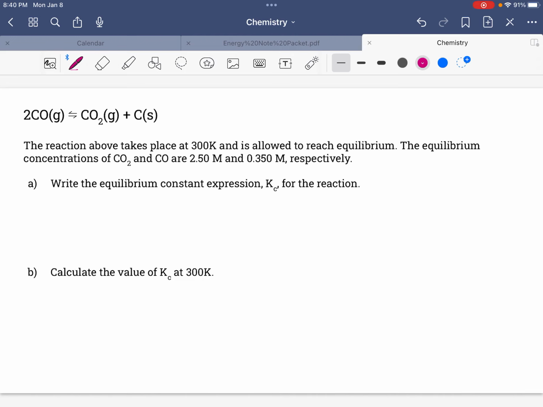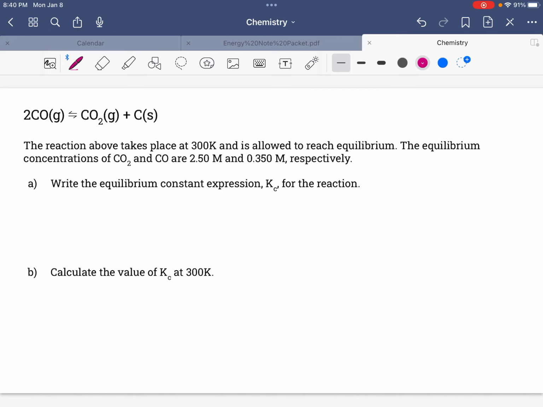Okay. So let's do a practice problem. Here we have a balanced equation. It says the reaction above takes place at 300 Kelvin and is allowed to reach equilibrium. The equilibrium concentrations of CO2 and CO are 2.5 molarity and 0.35 molarity respectively. So for part A, it wants us to write the equilibrium constant expression, Kc, for the reaction.